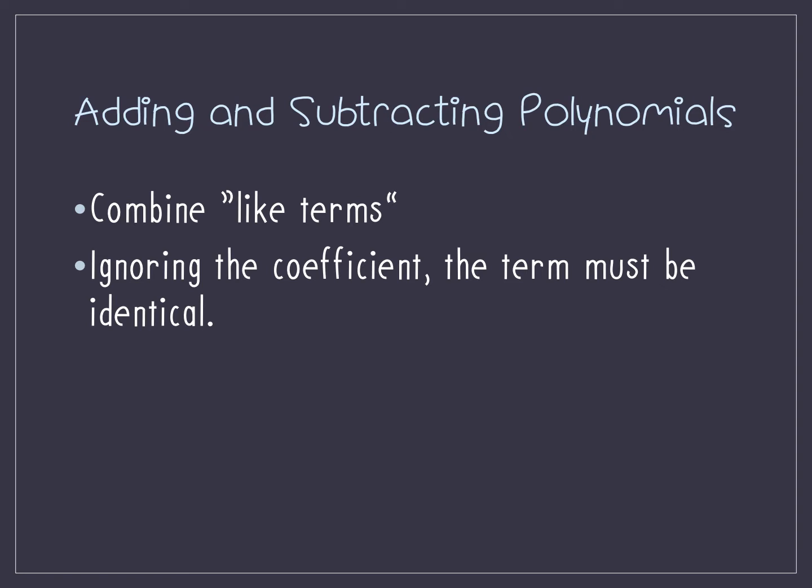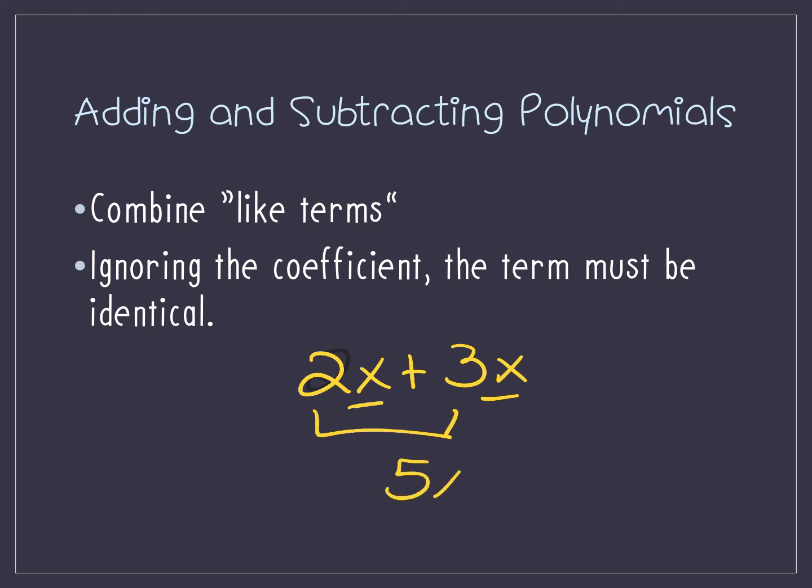Whenever you add and subtract polynomials, really all you're doing is combining like terms. So each term, without looking at the coefficient, they have to be like. So for example, if I wanted to add 2x plus 3x, these are like terms because they both have the variable x, and then I just add the coefficients. If this were 2x plus 3x squared, these are not like terms, and that would be as simple as I could leave that.